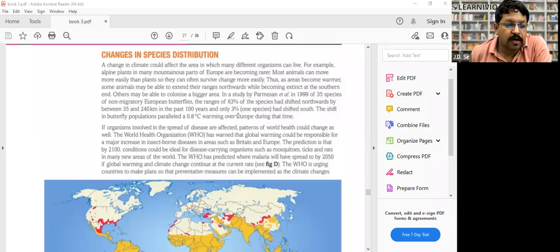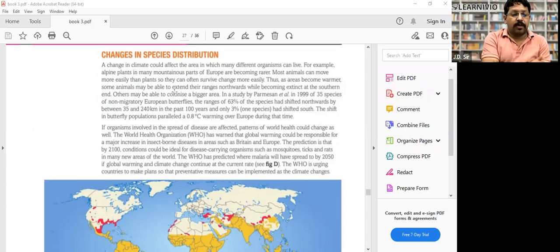Only 3% of species have shifted south at the northern tip. The shift in the butterfly population is paralleled by 0.8 degrees centigrade of warming over Europe during that time. As Europe became warmer, of the 70-80% of species that shifted, 63% shifted toward the northern side and 3% toward the southern side.